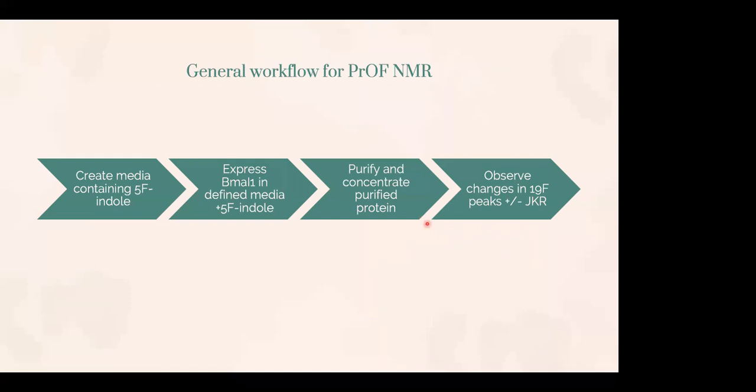So the general workflow for these experiments is to create a media containing 5-fluoroindole, and that requires measuring out all of the amino acids, a variety of salts, vitamins, and cofactors, and instead of tryptophan, we add in 5-fluoroindole. We then express B-1, our AI synthase enzyme, in that defined media in the presence of 5-fluoroindole, and then purify and concentrate that purified protein as you would any other protein, and then hopefully observe the changes in the fluorine 19 peaks with and without JKR.